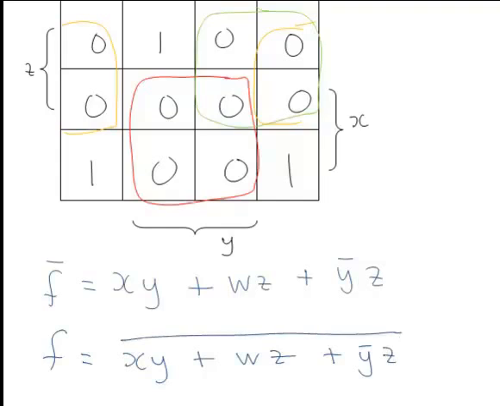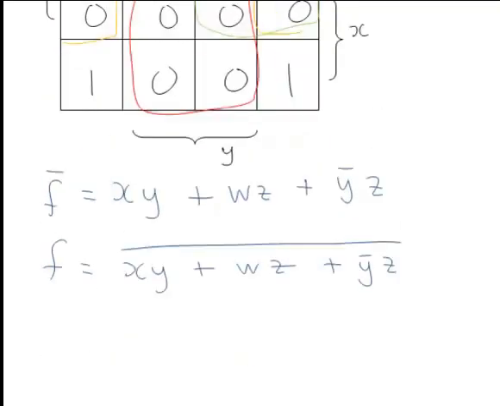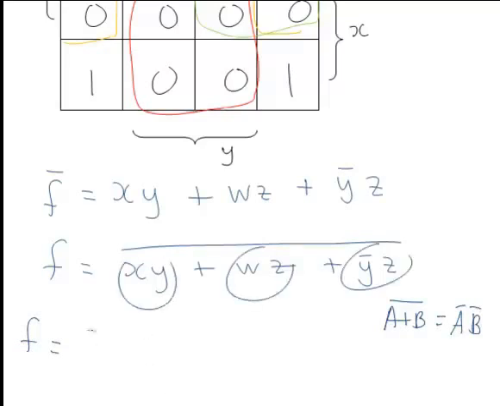And so to get the product of sums form, we then simplify this expression using De Morgan's laws. The first of De Morgan's laws that is useful to us says that (a plus b) bar is equal to a bar b bar. So that will help us here, because breaking it up in these blocks, we can see that f is in fact equal to (xy bar times wz bar times y bar z) with a bar on it.